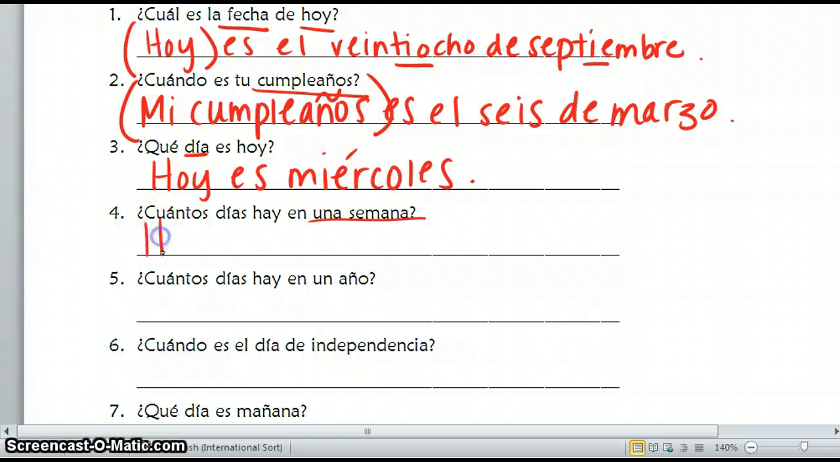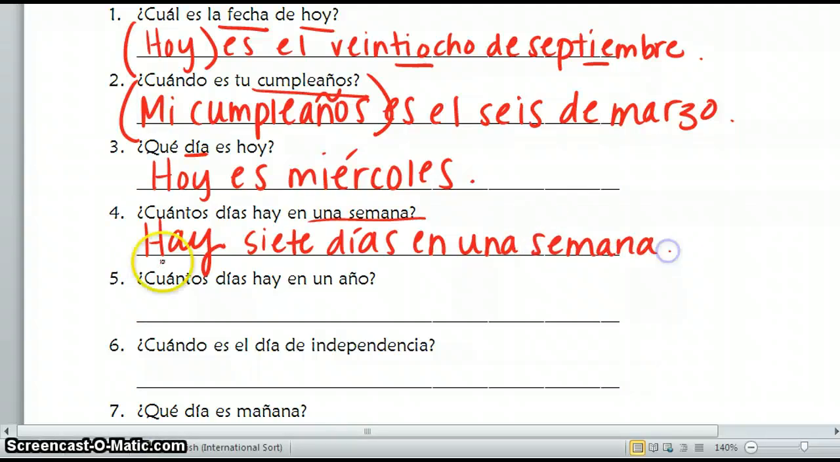So, your first word is going to be hay. Remember, hay means there is or there are. Hay 7 días en una semana. There are 7 days in a week. Hay 7 días en una semana. It's important to have hay. There's a difference between hoy and hay. They are not the same thing. Okay, hoy means today, hay means there is or there are.